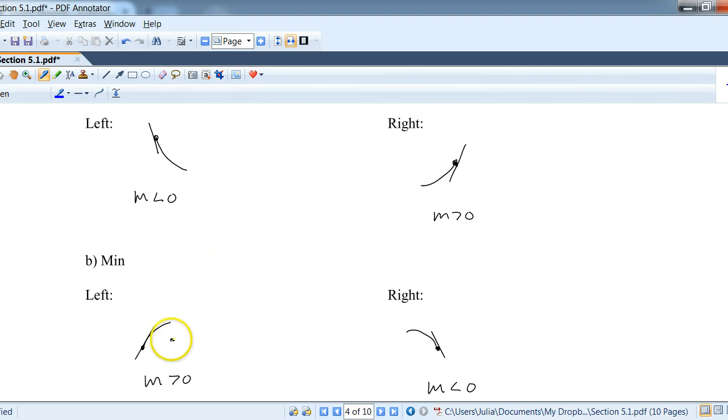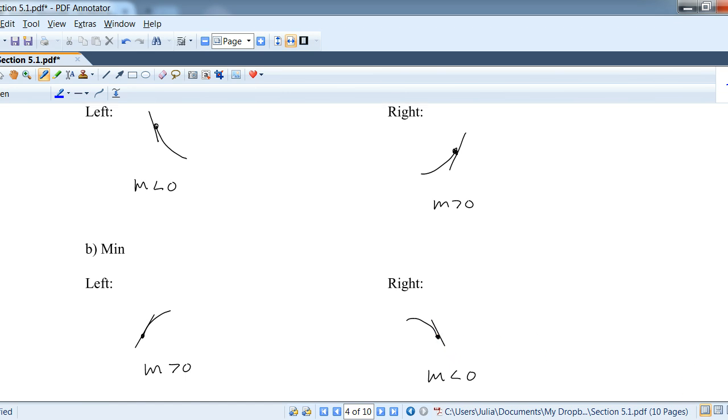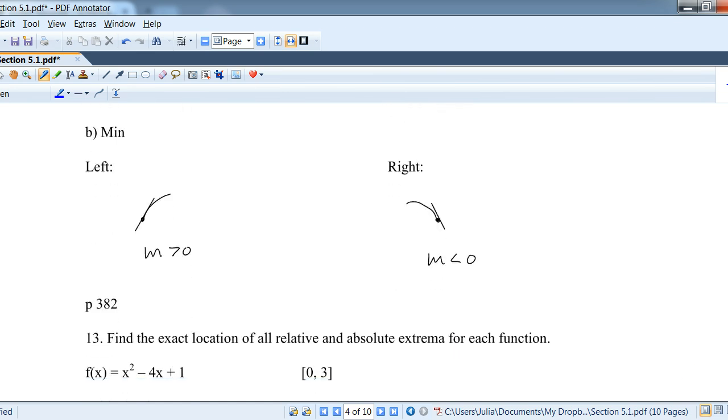Minimum, on the other hand, we have a minimum if the function's increasing from that point on the left endpoint. So we have slope is positive, and vice versa on the right. If the function's coming down to it, so the slope is negative, then we may have a minimum. Now let's put our knowledge to use on some examples.